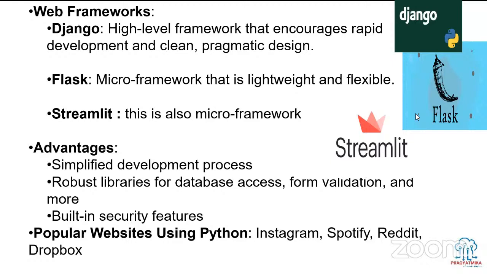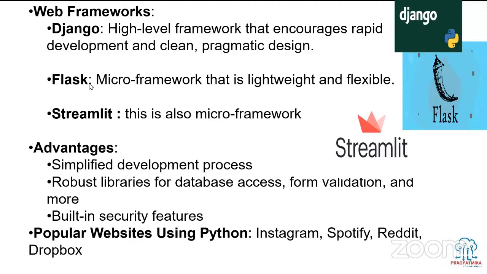First is Django. Django, Flask, and Streamlit are the web frameworks that use the Python programming language. Django is a high-level framework, and it encourages rapid development and clean pragmatic design. These are the frameworks that we generally use for developing web applications. I'll be discussing these frameworks in detail in the upcoming sessions, but just think Django, Flask, Streamlit, these are the frameworks that we use for developing web applications.